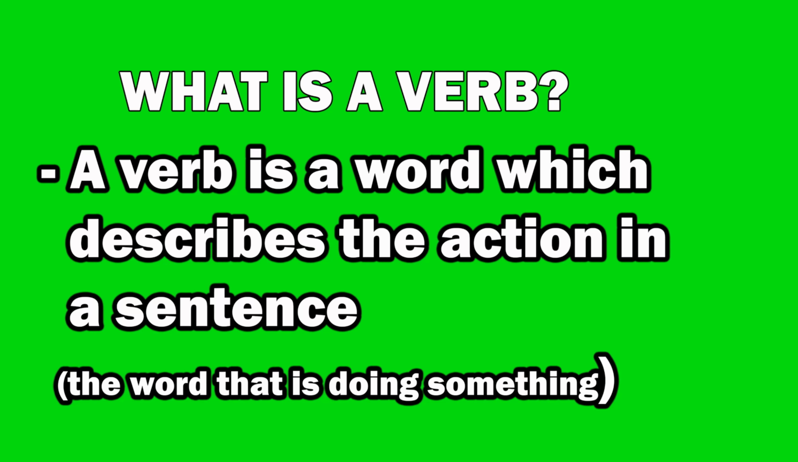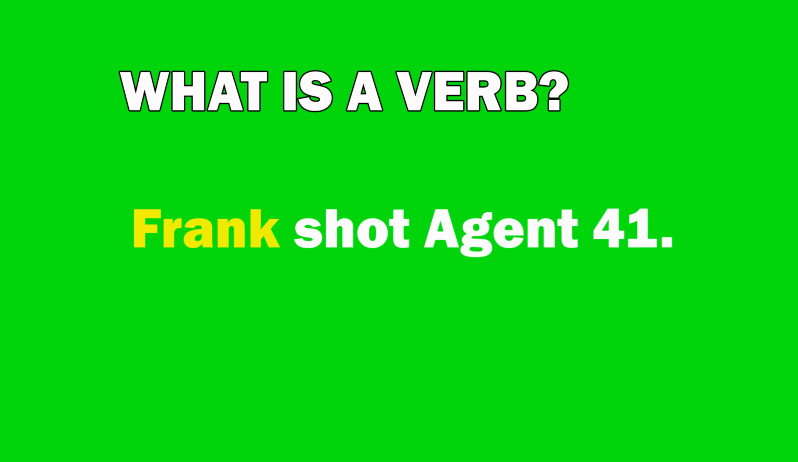Let's look back at our examples. Frank shot Agent 41. Can you spot the verb? Shot. It's an action. One little trick that you can use is ask yourself, can you shot or shoot something? And if you can, the answer generally would mean that it's a verb. For example, can you Frank something? No. Can you Agent 41 something? No. But can you shot, or use a different tense, shoot something? The answer is yes. Therefore, shoot is the verb.